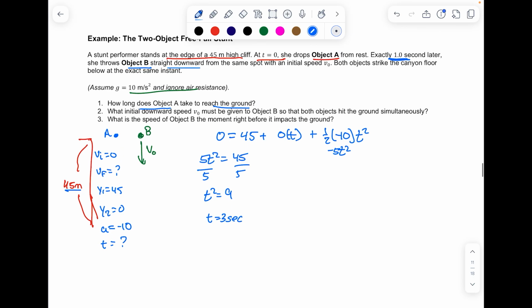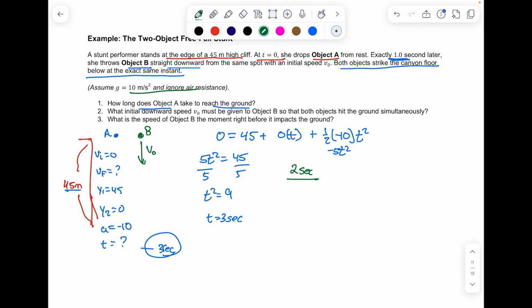What do we know? Both strike the canyon floor at the exact same instant. So object A takes 3 seconds to get to the bottom, but B was released 1 second later. You see how that works? So for object B, it actually took 2 seconds to get to the bottom.